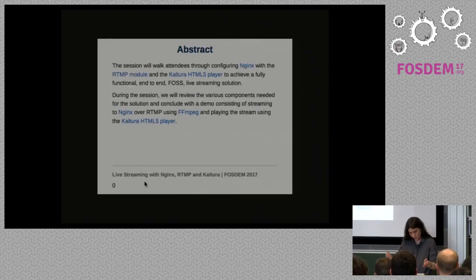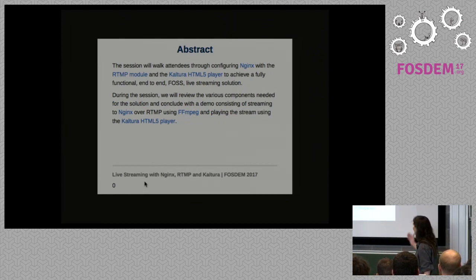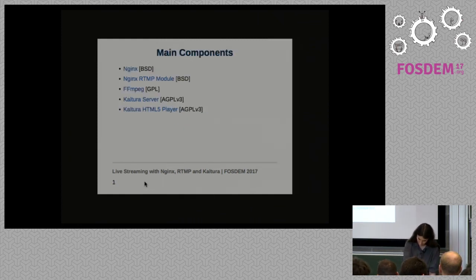So the components we'll be using are Nginx, the RTMP module for it, Kaltura's HTML5 player, which Zohar also mentioned in his previous session, and our Kaltura server. And I'll show you exactly how to get that done. Licenses. So everything's open sourced. Nginx is BSD, the RTMP module as well. Kaltura is AGPL, FFmpeg is GPL, and that's pretty much what consists of our solution.